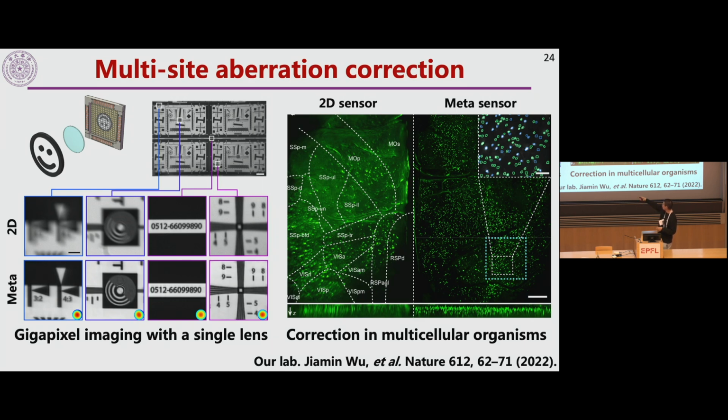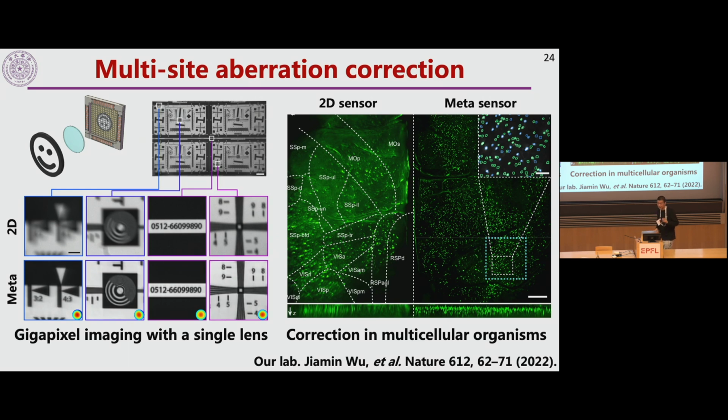But at the edge of the field of view, due to the increasing optical aberrations, the resolution degrades very quickly. With the meta-imaging sensor, we can still maintain very high spatial resolution, up to the diffraction limit, through this kind of aberration correction, even with very strong optical aberrations.